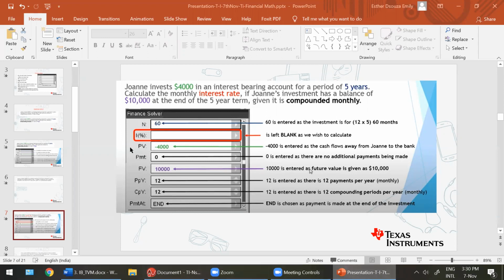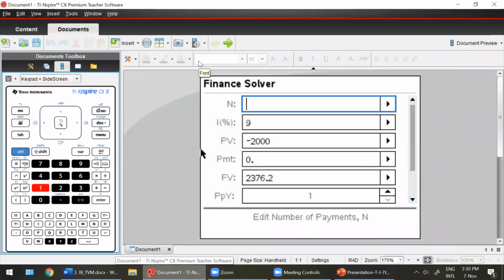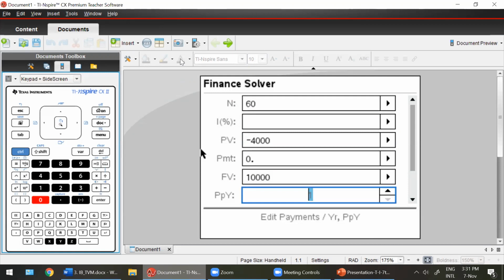Okay, so let me quickly show this to you here as well, and we'll check whether what Hriday got is correct or wrong. Very quickly, this will be 60, correct? This will be left empty because that's what you want to know. Here, you're going to type negative 4,000, correct? And your PMT next to this is going to be zero because no additional payments are made. FV is going to be $10,000, right? So 10,000, that's correct. PPY, same, it's going to be 12, and oops.